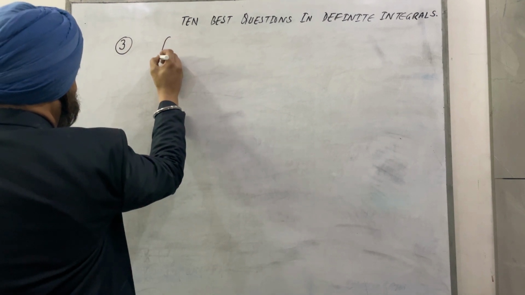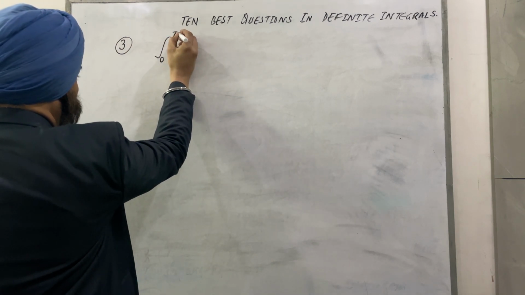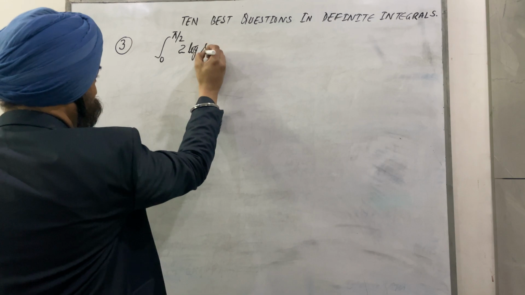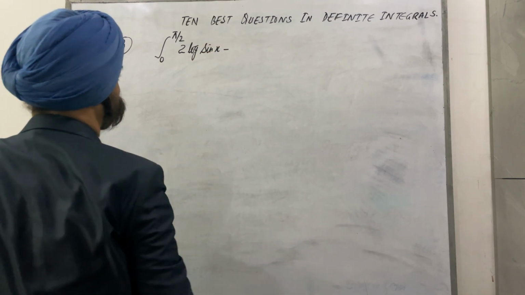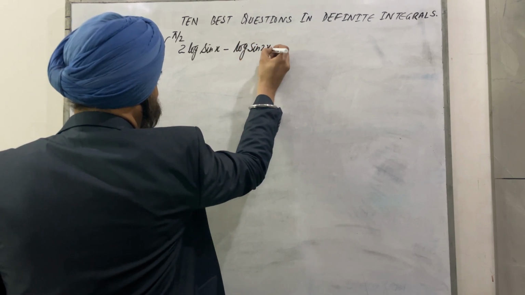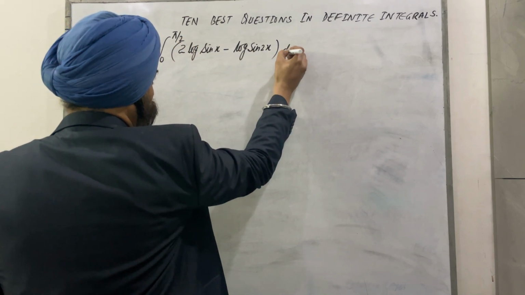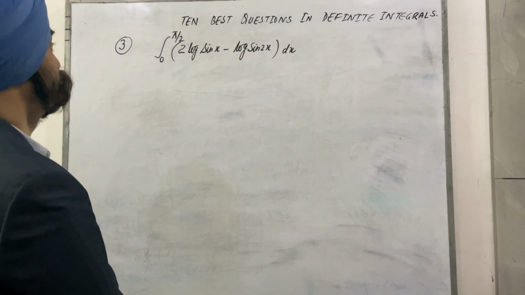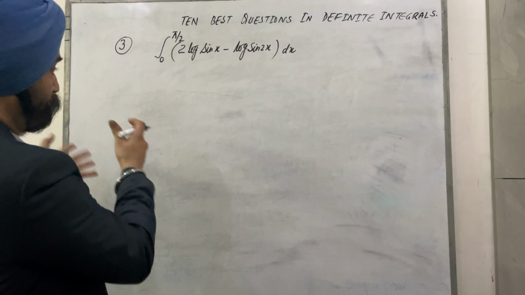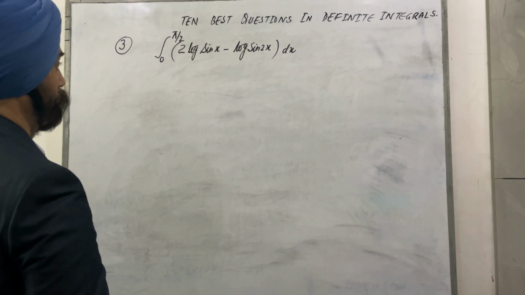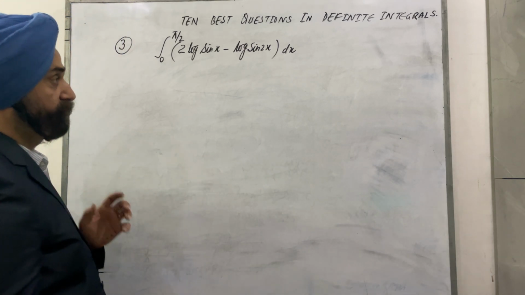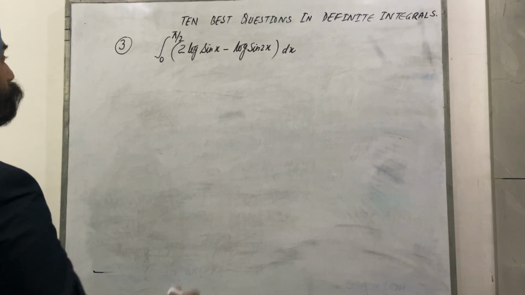We have the definite integral between the limits 0 to pi by 2 of 2 log sin x minus log sin 2x, being integrated with respect to x. In all the 10 integrals that we are going to discuss, like we have discussed 2 of them, here we are with the third one. We have to make use of at least one of the properties of definite integrals. So here we go.